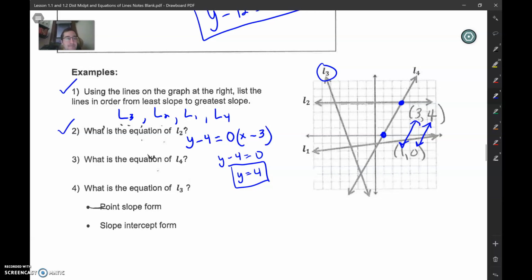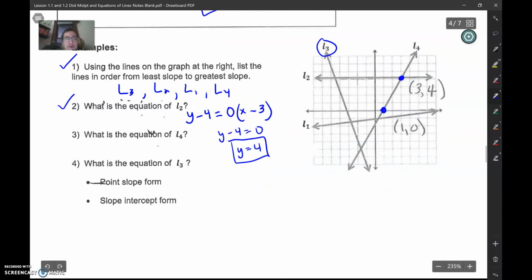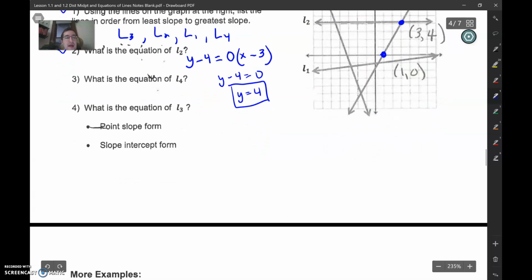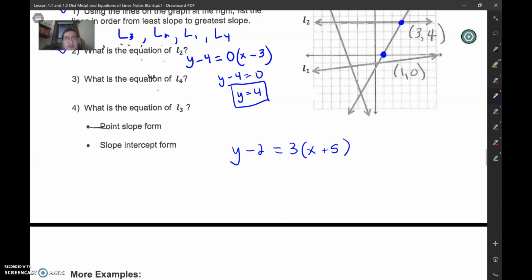Okay, and what is the equation of L3? And they want it in both point slope and slope intercept. I'll just say this, let me just make up one. This is not number 4, I just want you to see. If we had something like this, and I told you to convert that into slope-intercept form, it is just a simple distributive property on this side, and then add the 2 over to the right. Right?